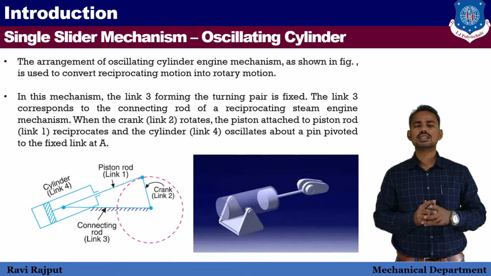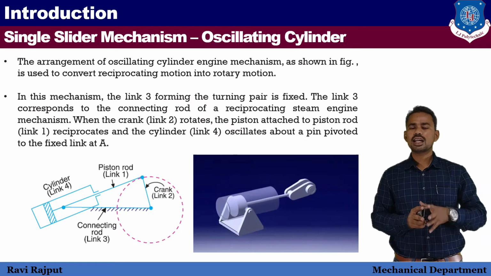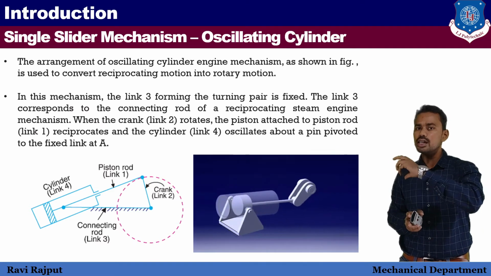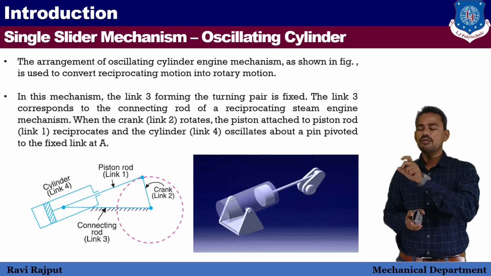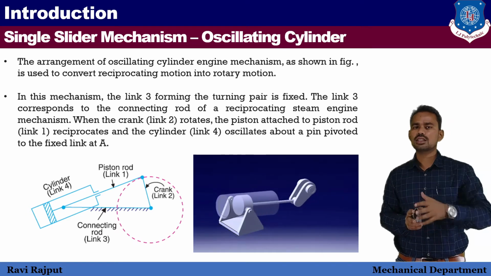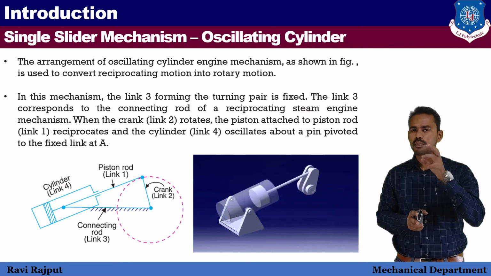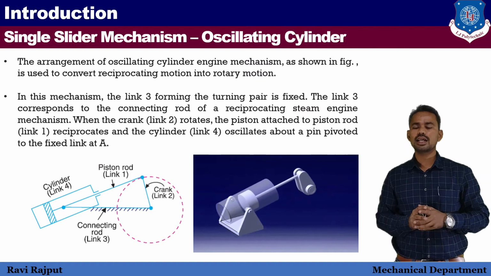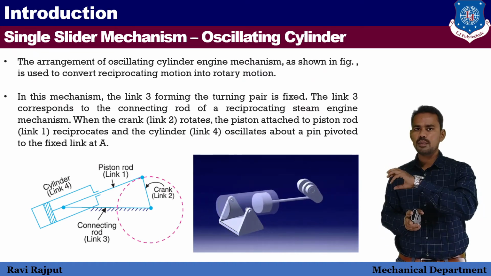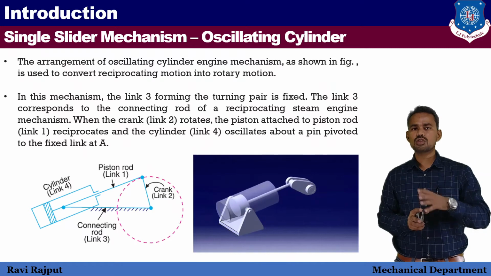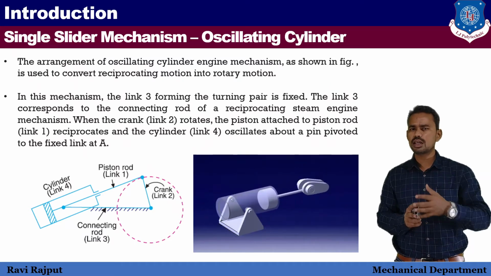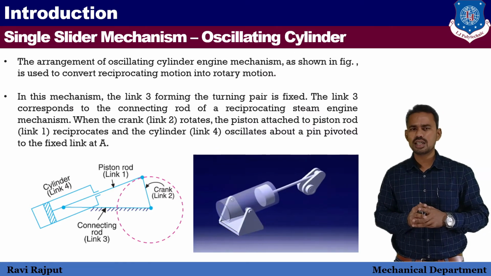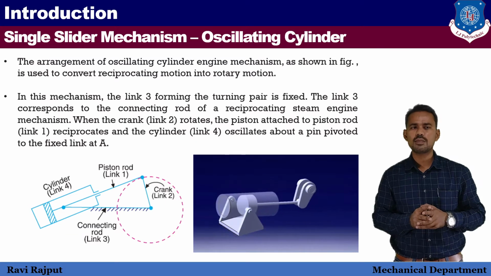The next inversion is the oscillating cylinder. The arrangement of an oscillating cylinder engine is shown here. As you can see, the cylinder is oscillating and the fixed link is the connecting rod. What happens in this mechanism is that link 3, which we are seeing here, the connecting rod, is made fixed, and link 3 corresponds to the connecting rod of the reciprocating steam engine. Basically this is used in ships where we use reciprocating steam engines.